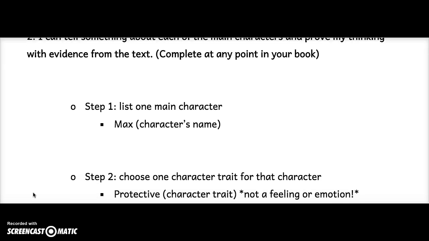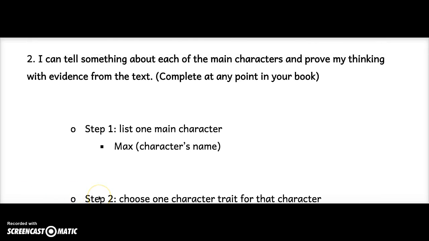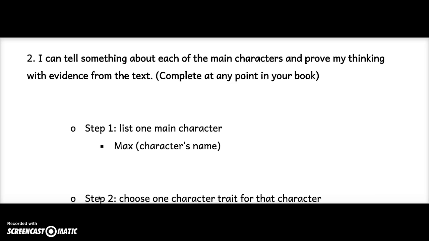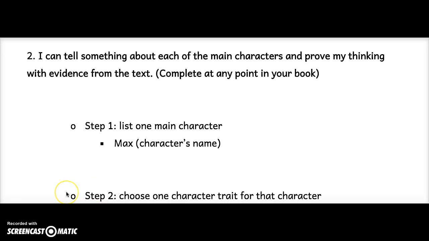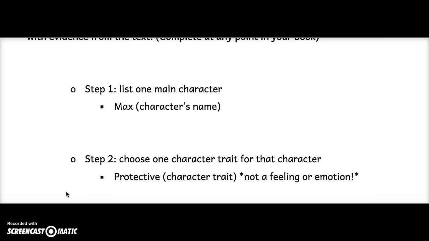The next thing is I need to choose a character trait for Max. And I want to remember that a character trait is a word that I would use to describe Max's personality. It's not something that describes his physical appearance or his feelings in a certain situation. It's a word to describe his personality. Who is he as a person? And so when I'm thinking about Max as a character, I'm thinking about his actions throughout the story, and I have noticed that Max is protective. And so that's what I've written down for my character trait for Max.